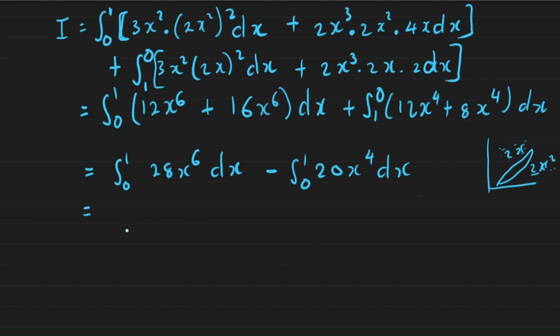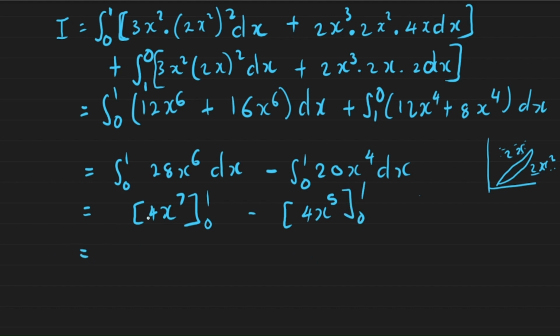So if we now integrate these terms, what do we get? x to the power 6 becomes x to the power 7. 7 times what gives us 28? Well, that's 4. Doing the same with the other term, x to the power 4 becomes x to the power 5. 5 times 4 gives us 20.